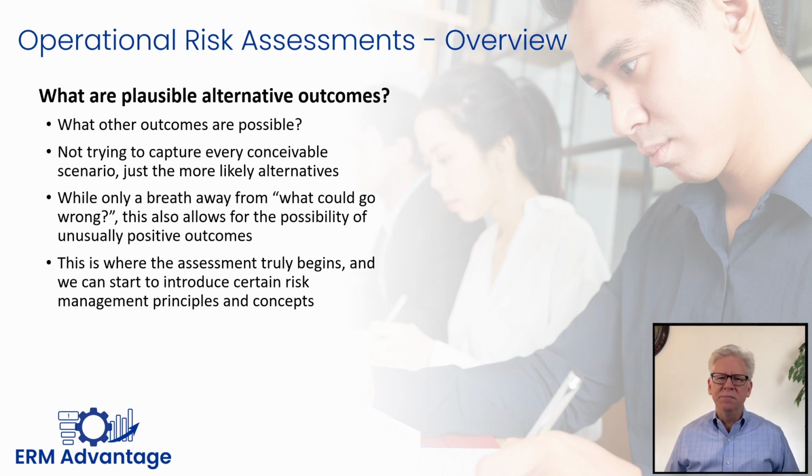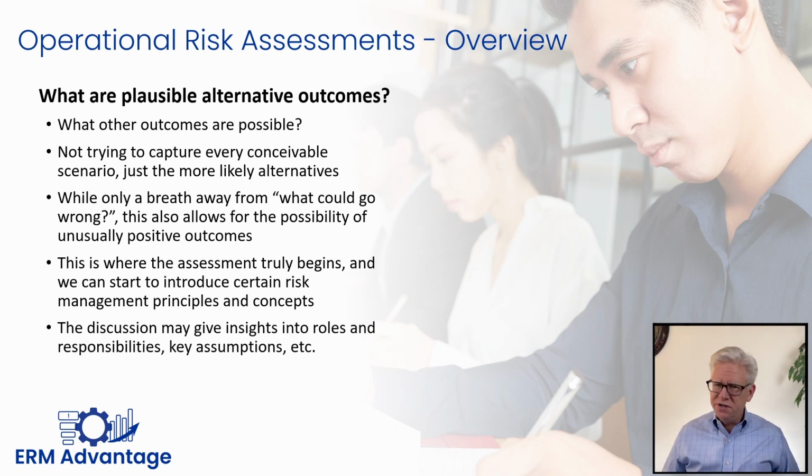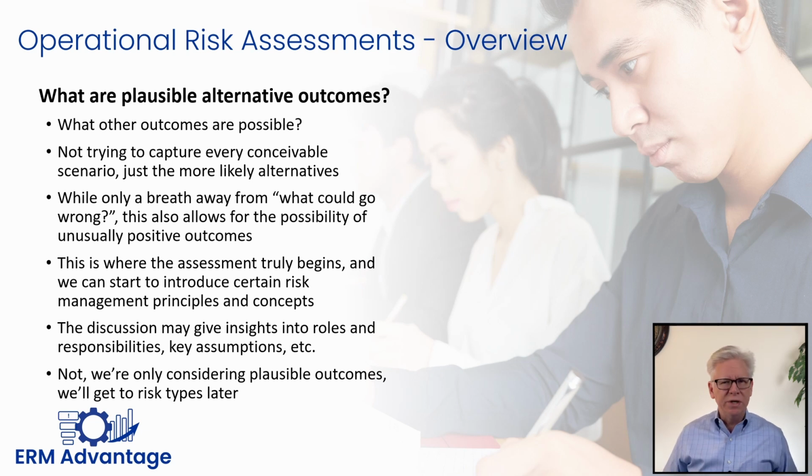This is where the assessment truly begins, and we can start to introduce some risk management concepts, starting with determining which of these outcomes, if any, would be considered material risks and what could be done to mitigate them. Now, this discussion may start to give some insights into roles and responsibilities, key assumptions, etc. Now, we're only talking about possible outcomes. We haven't introduced risk types yet. We'll get to that. Right now, we're only focusing on how could it go, and beyond that, which ones sort of matter.